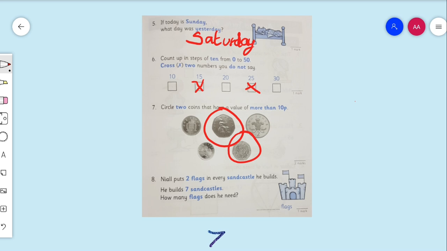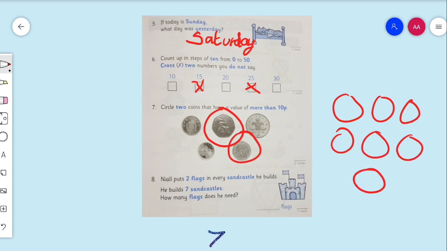Okay, now let's go to question number 8. It says, Neil puts 2 flags in every sandcastle he builds. He builds 7 sandcastles. How many flags does he need? So he has 7 sandcastles. 1, 2, 3, 4, 5, 6, 7. And in each one there are 2 flags. 1, 2. 1, 2. And so on. So which means there are 1, 2, 3, 4, 5, 6, 7, 8, 9, 10, 11, 12, 13, and 14. Altogether there are 14 flags.